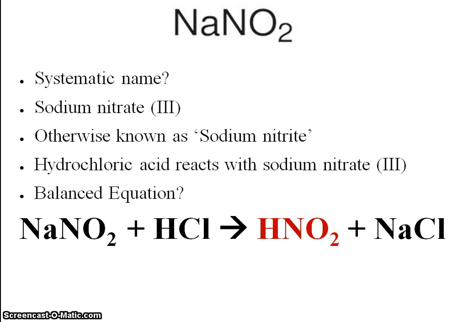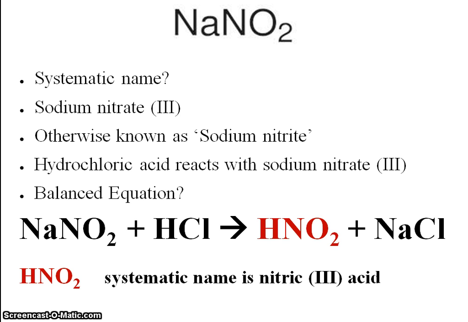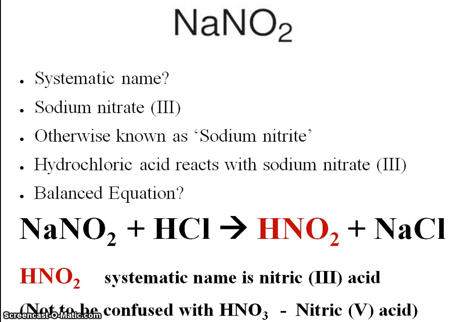And here's an equation to remember. HNO2 is produced by the reaction between sodium nitrate(III) and hydrochloric acid. Alternatively, nitrous acid is known as nitric(III) acid, not to be confused with the HNO3 nitric acid.